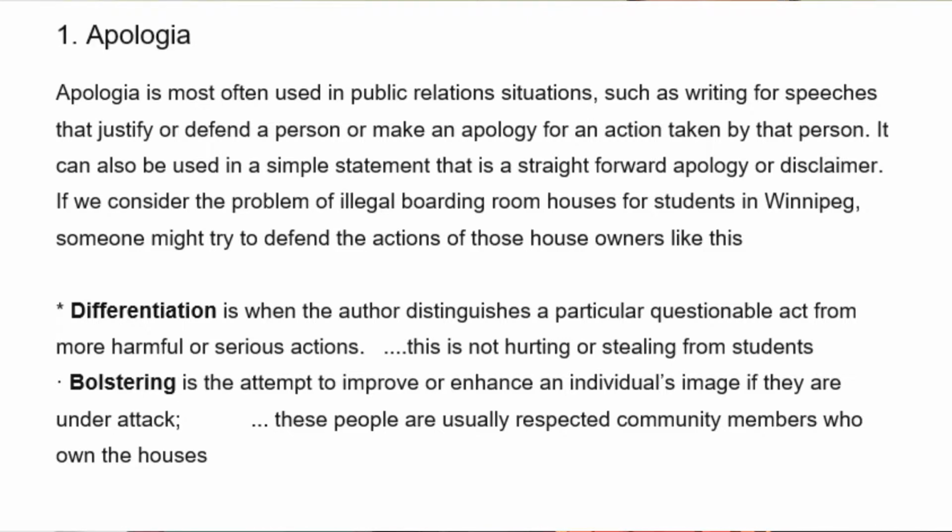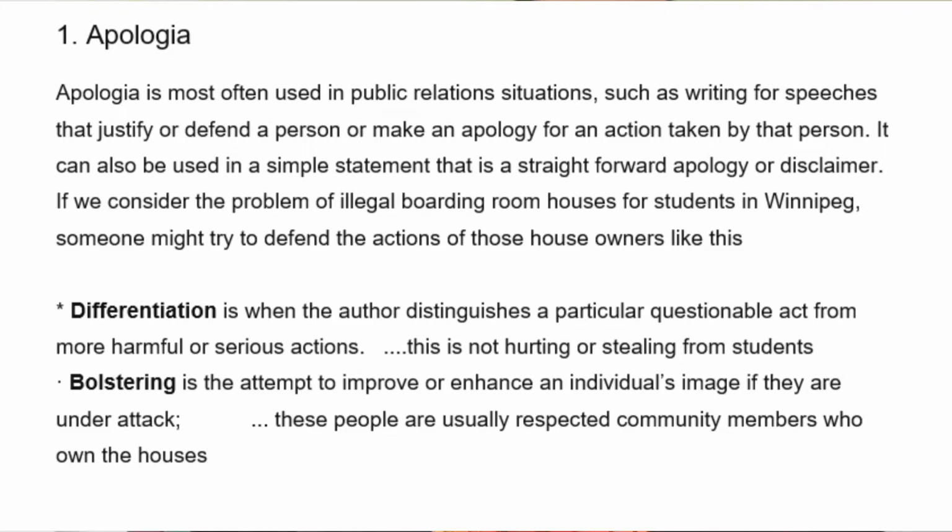We also have bolstering, the attempt to improve or enhance an individual's image if they are under attack. In this case, someone says, these people are respected community members. They are not criminals. We should not punish them.